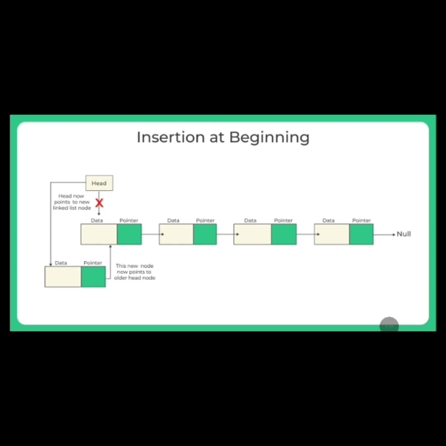This is the structure of insertion at beginning in a singly linked list. Here, as we already talked about the steps, the first one is to create a new node. That means we created a new node here which points to the current head, and then we should update the head to the new node.